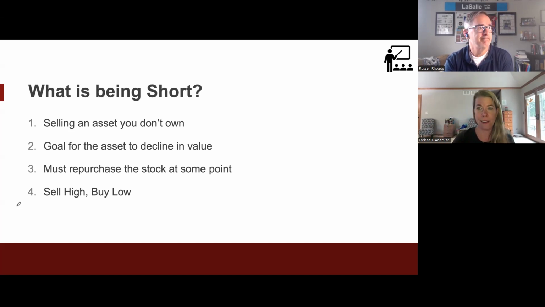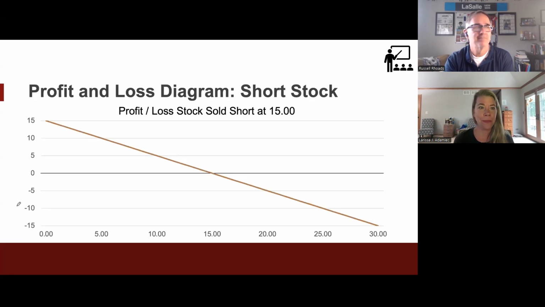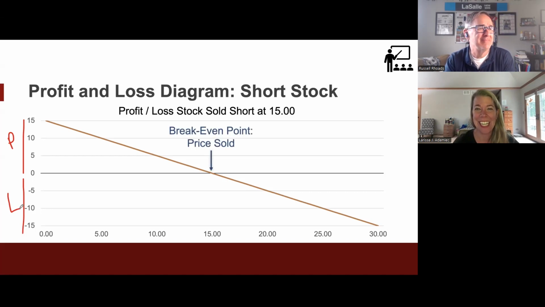So let's take a look at our P&L diagram. Again, profits. Nope. Oh, you're right. Losses. I panicked there. So our break-even point is the price that we sold it. And now we're going to have the opposite for our max gain and our max loss.